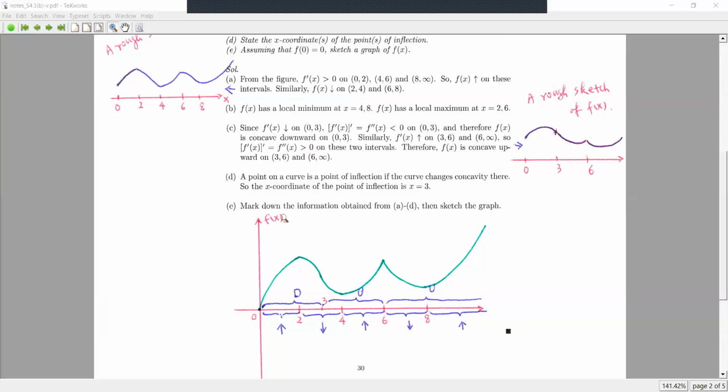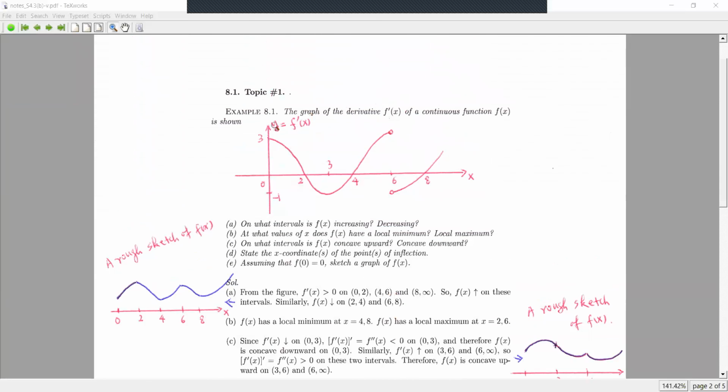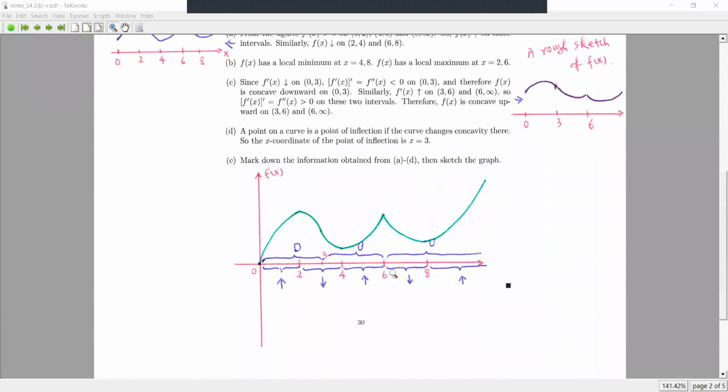So the derivative of f doesn't exist at 6. This is reflected by the graph of f prime of x: at 6, there are 2 open dots. You cannot find a solid dot at 6. That means the derivative has no value at 6. The derivative doesn't exist, so the graph of f has a corner at 6.